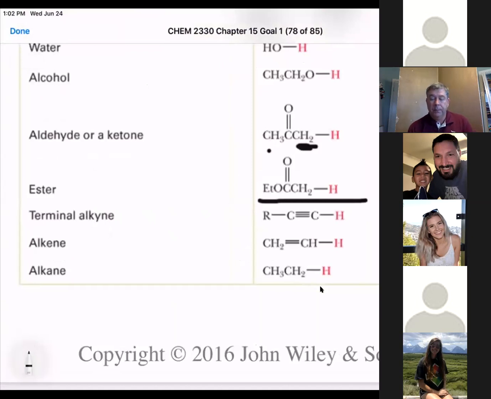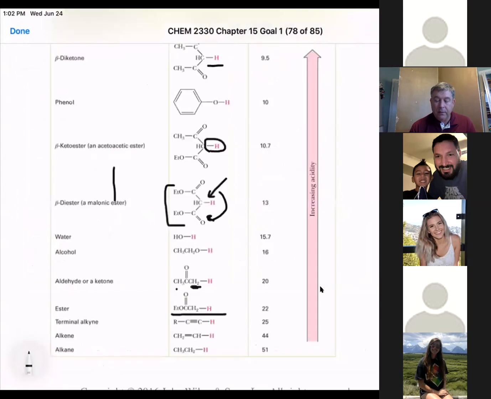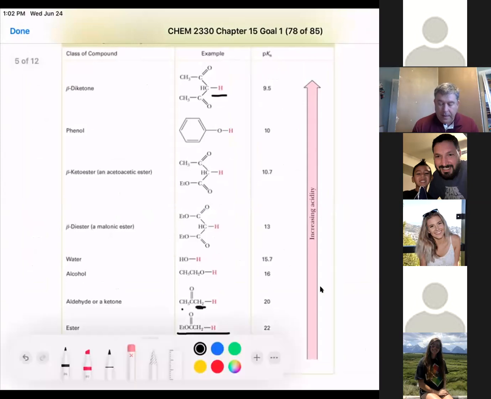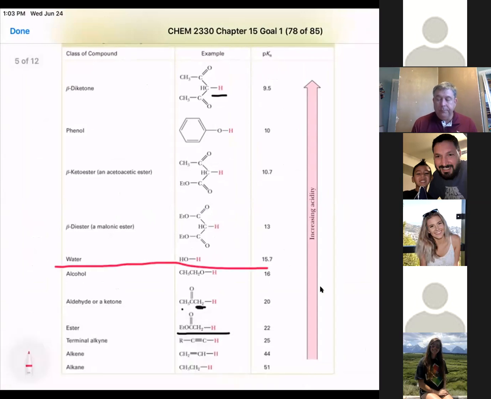So now that we have a wide variety of those structures, let's rack and stack them as far as increasing acidity, okay? So let's go back to what we know about some of the things to get us kind of started. And the first thing I want to draw our attention to is water. Okay, our pKa of water is about 15.7, and we know that water can act as an acid or a base, right? So we want to compare everything to water, okay?